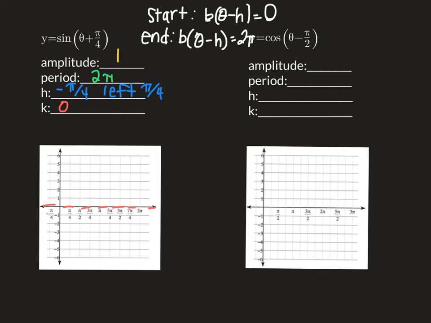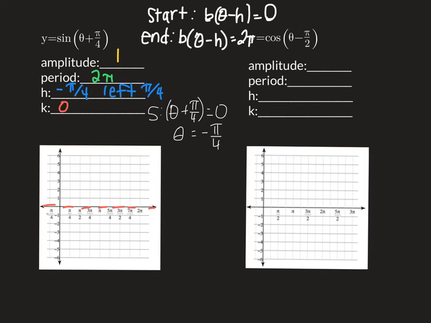Okay, let's see how small I can write this. Let's see if it'll show up. So if I start, I'm just going to put this down here. If I start with my theta plus pi over 4 equals 0, and I solve this, I get the starting point is negative pi over 4. Well, that makes sense because we shifted left pi over 4.